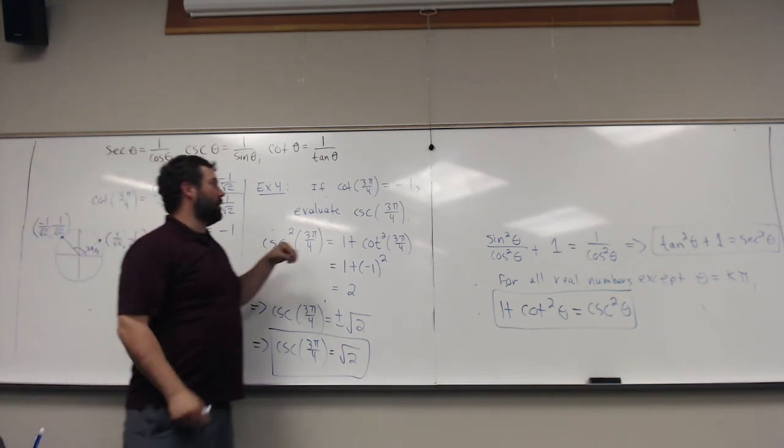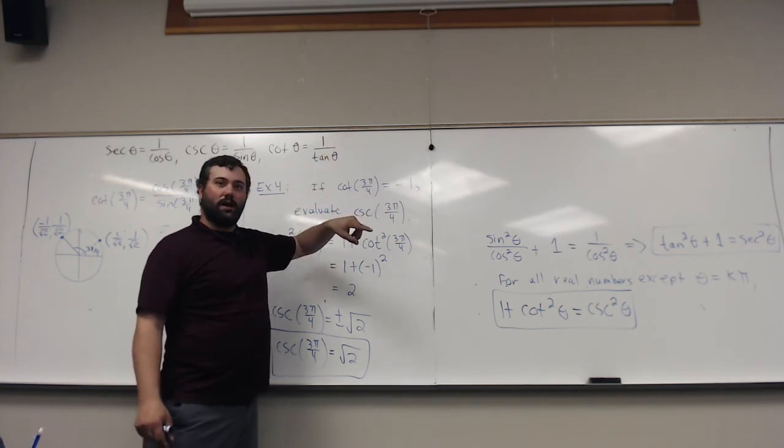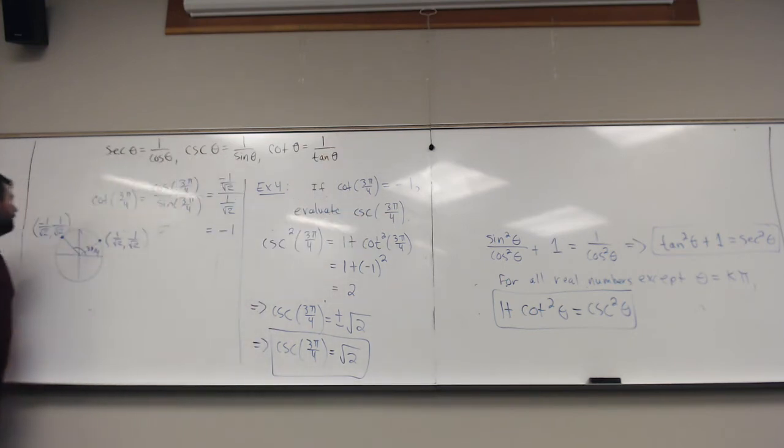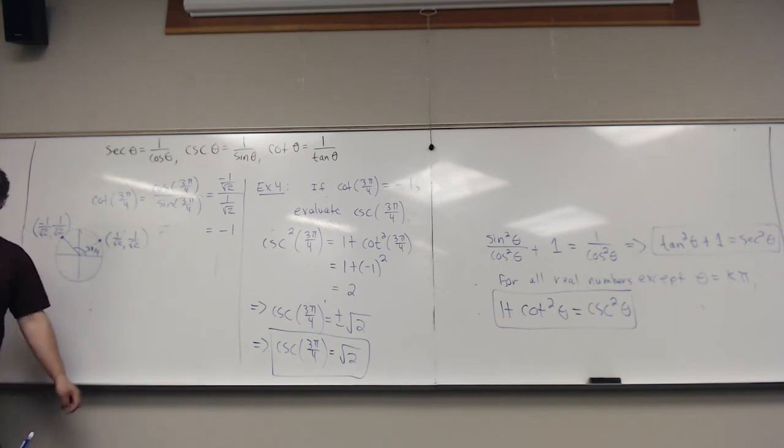I'll be with you in a second, Brittany. So remember, cosecant of 3 pi over 4 is 1 divided by sine of 3 pi over 4. And sine of 3 pi over 4 is 1 over root 2. So cosecant is just going to be the reciprocal of that, which is root 2. And then Brittany, what was your question?